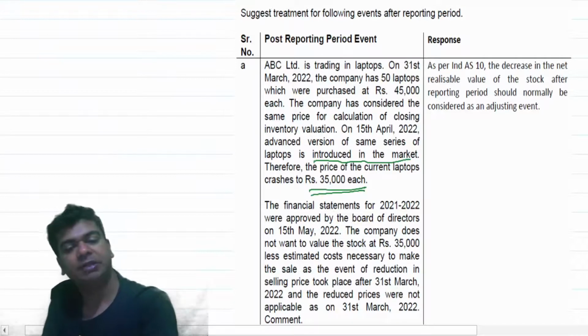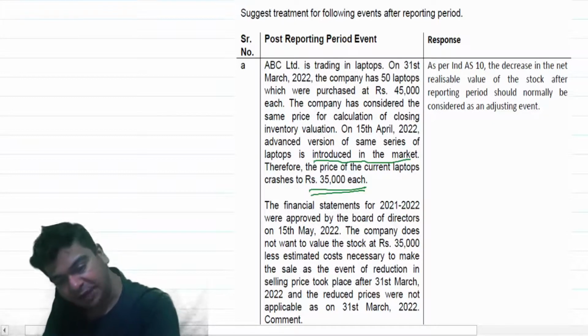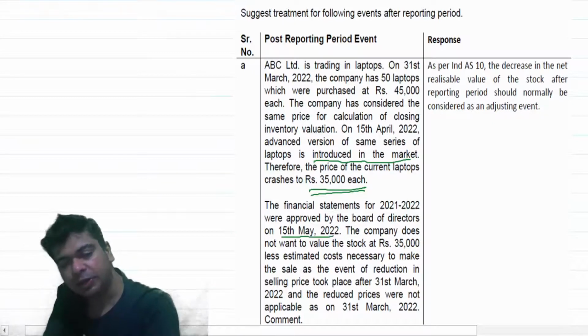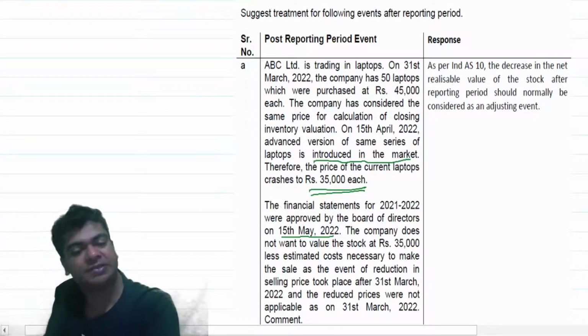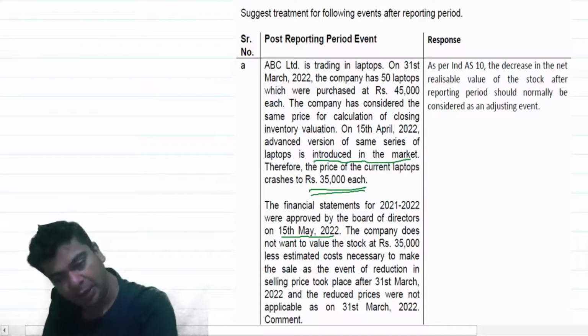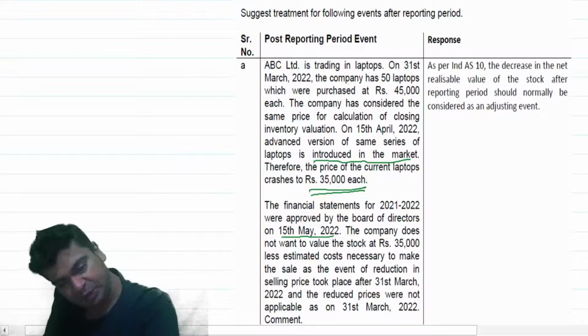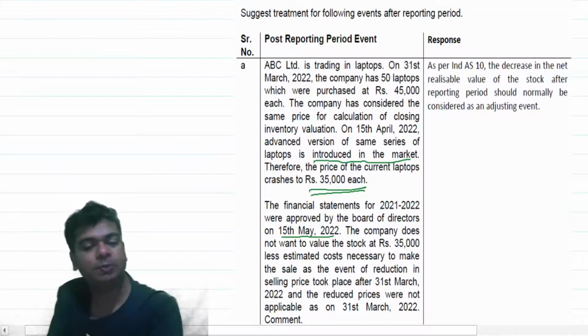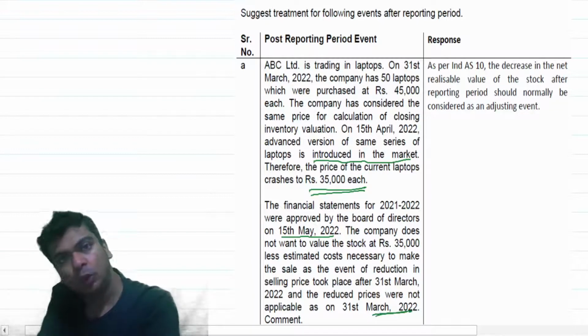The financial statements for 2021-22 were approved by the board of directors on 15th May 2022. The company does not want to value the stock at 35,000 less estimated cost necessary to make the sell, as the event of reduction in the selling price took place after 31st March 2022 and the reduced prices were not applicable as on 31st March 2022. Comment.